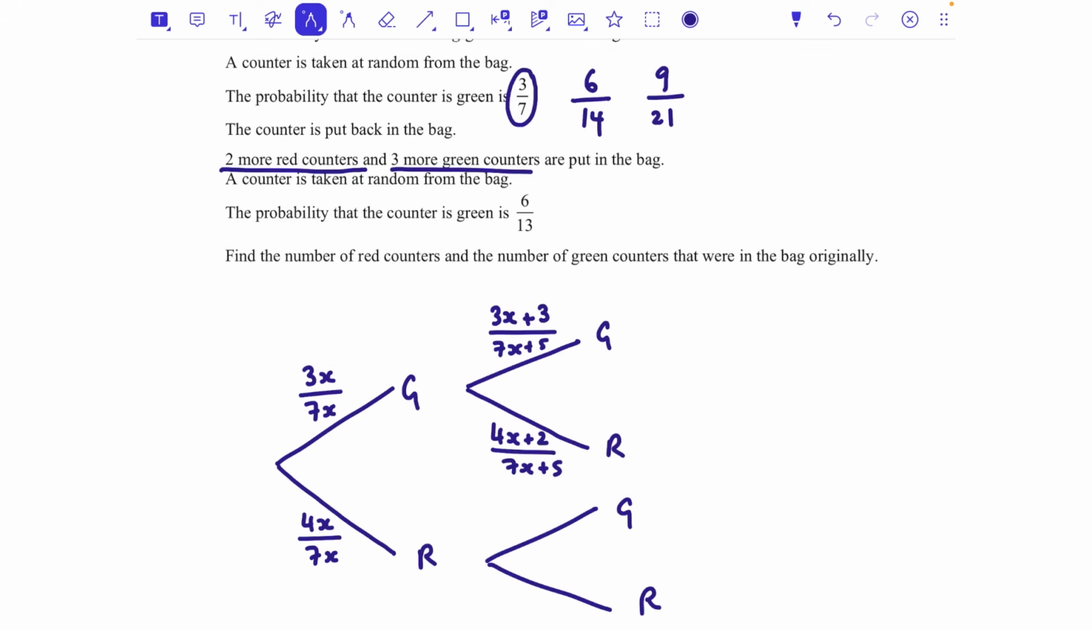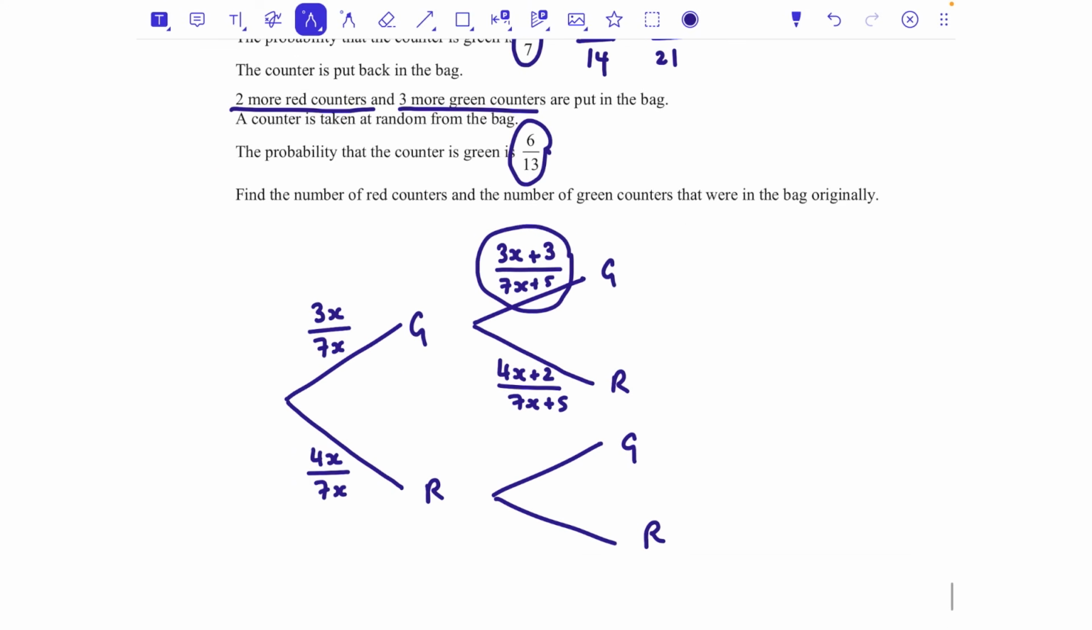Now, we could do all of these branches, but the only branch I'm really interested in here is the probability that the counter is green is this one. So I want this to equal 6/13. I don't really need to fill anything else out. I just need to know that that is 6/13. So there we go. I'm going to write 3x add 3 over 7x add 5 equals 6 over 13. Now, when you have an equation with fractions on both sides, we can just multiply the denominators up like this. So 13 lots of 3x add 3 equals 6 lots of 7x add 5.